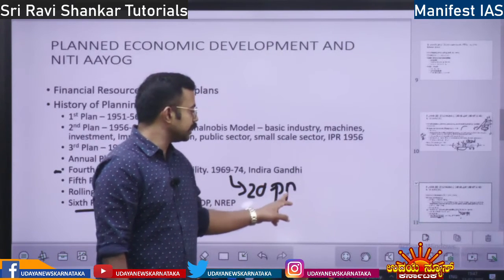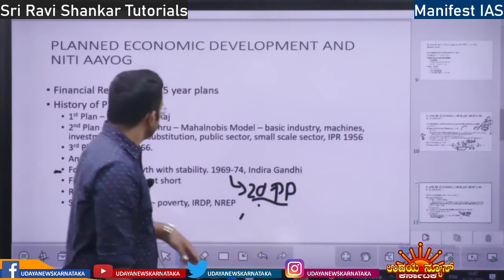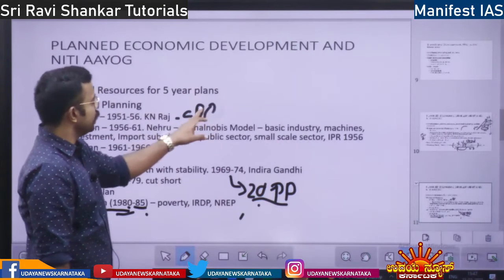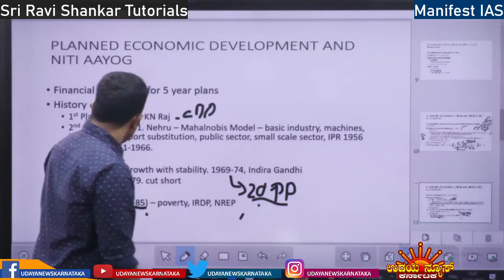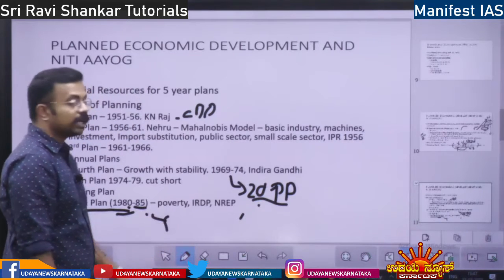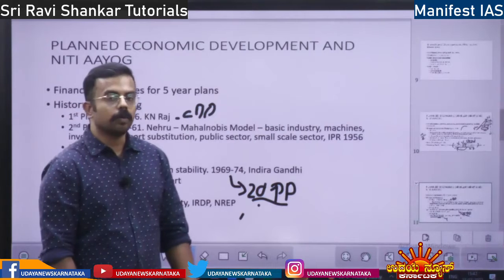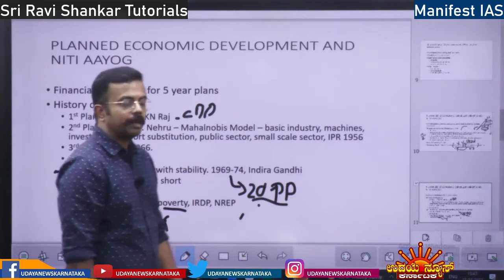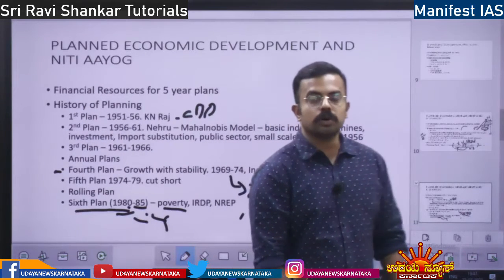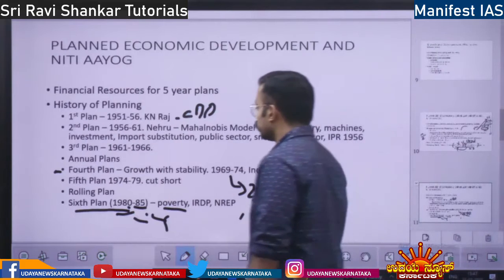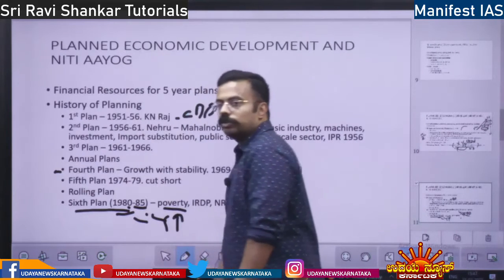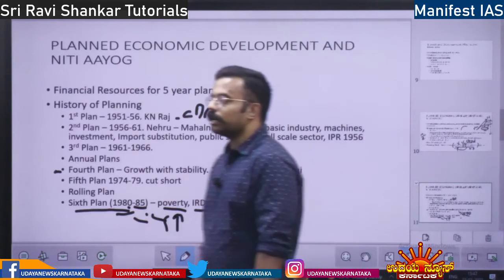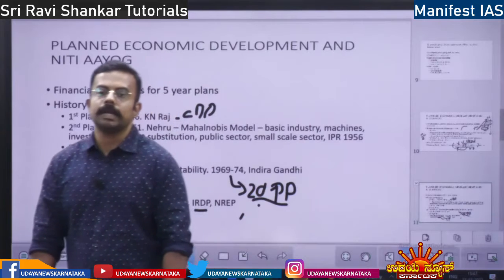She makes the 20-point program. During the first plan there was the community development program, CDP. Here, it is the 20-point program. Here, she gives the call, Garibi Hatao. Poverty eradication becomes the sole goal. The government spends money to get rid of poverty. So for that it does so many programs. One of the programs is the Integrated Rural Development Program.